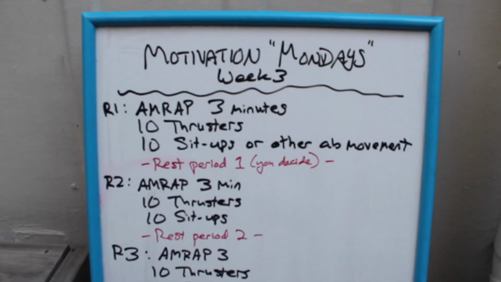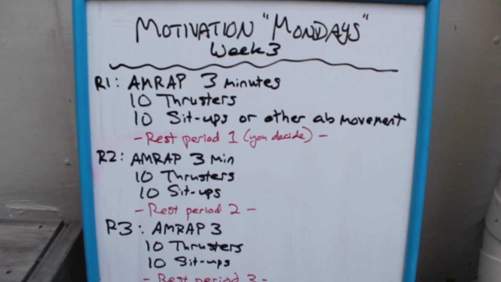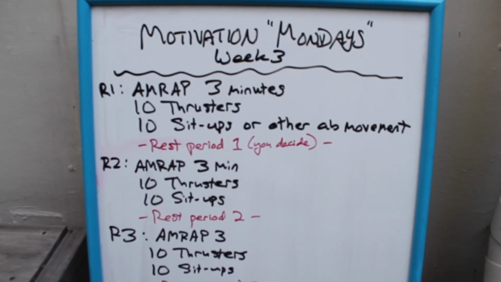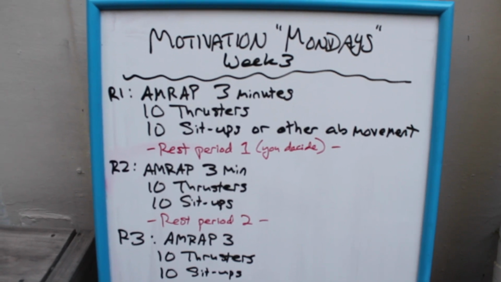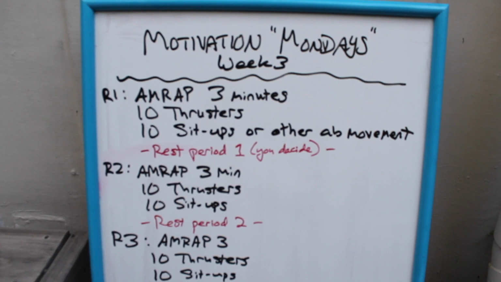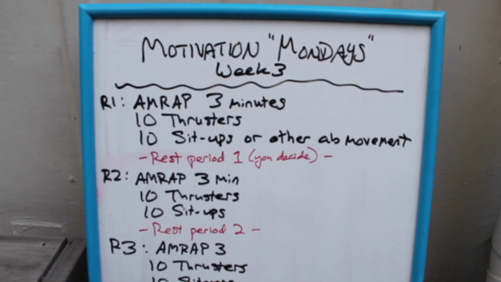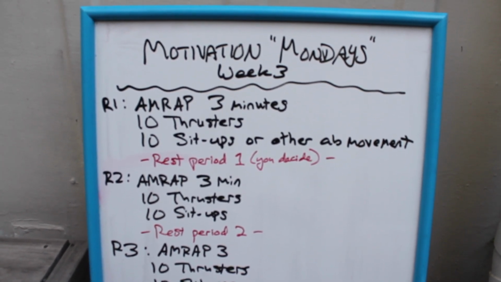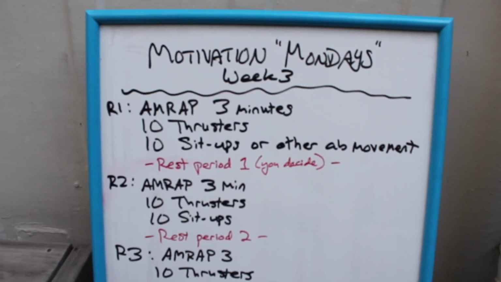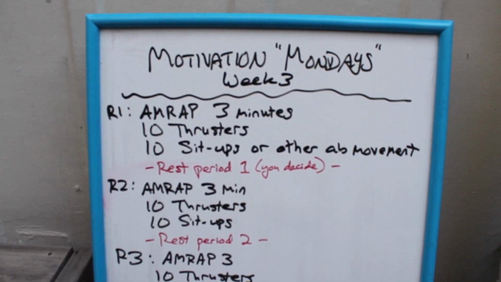So let me run you through the workout on paper, and then I'll demonstrate the thrusters and a variety of different ab movements that you can choose from. Running through the workout here, we start out round one with as many reps as possible within a 3-minute span. So you got to have a timer in front of you. And you'll do 10 thrusters, and then once you're done with the 10 thrusters, you go on to your 10 ab movements, whatever those are. Once you're done with your 10 ab movements, you go back to doing 10 more thrusters and then 10 more ab movements, and you continue going back and forth until that 3 minutes is up.